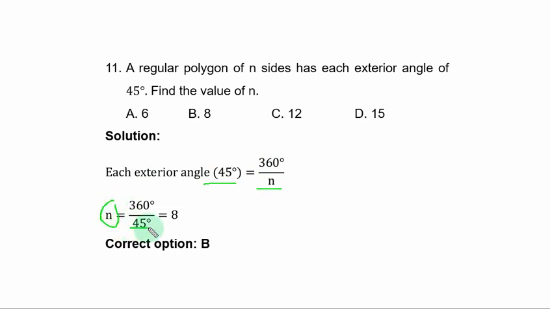Divide both sides by 45 now. After making n the subject, you have 8. So the regular polygon has 8 sides. B is the correct option.